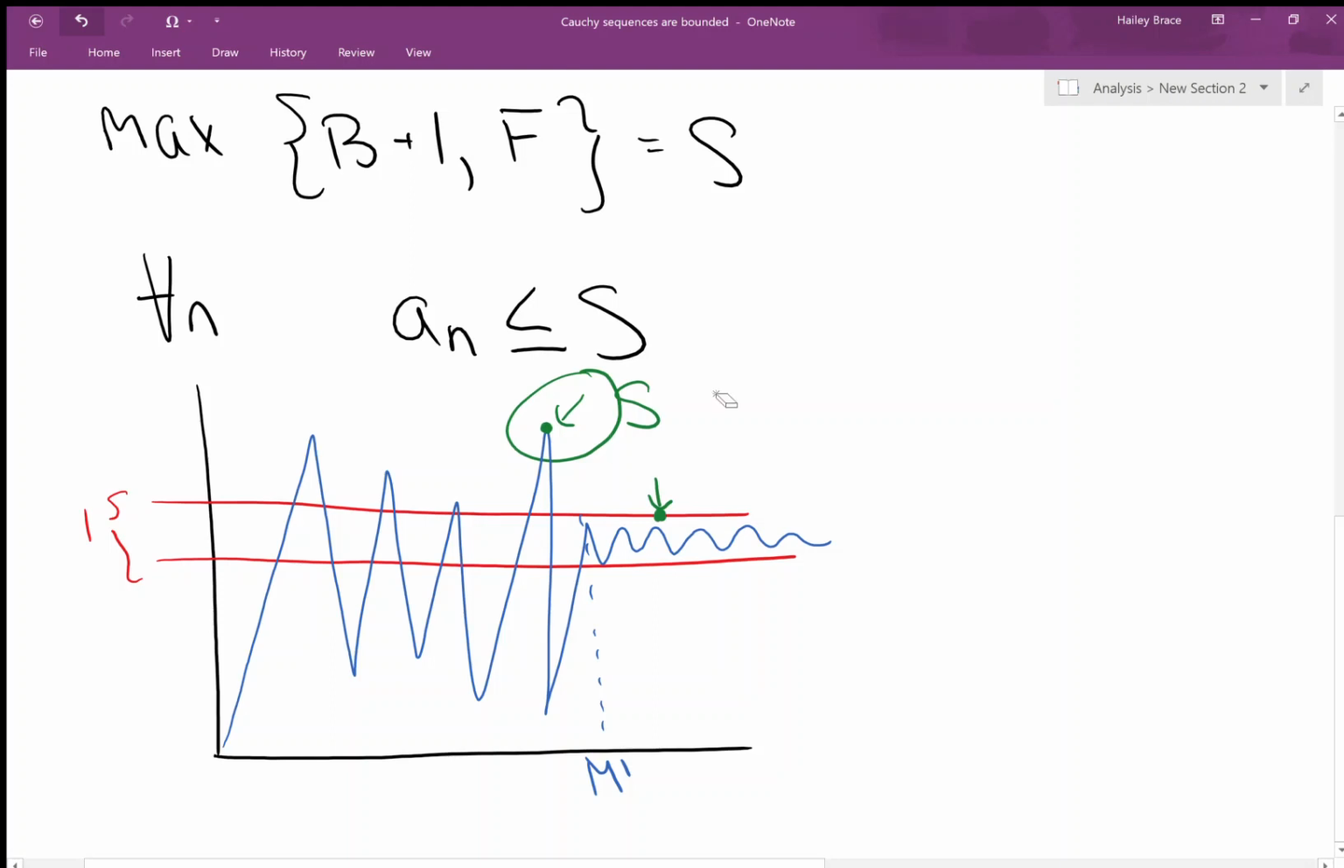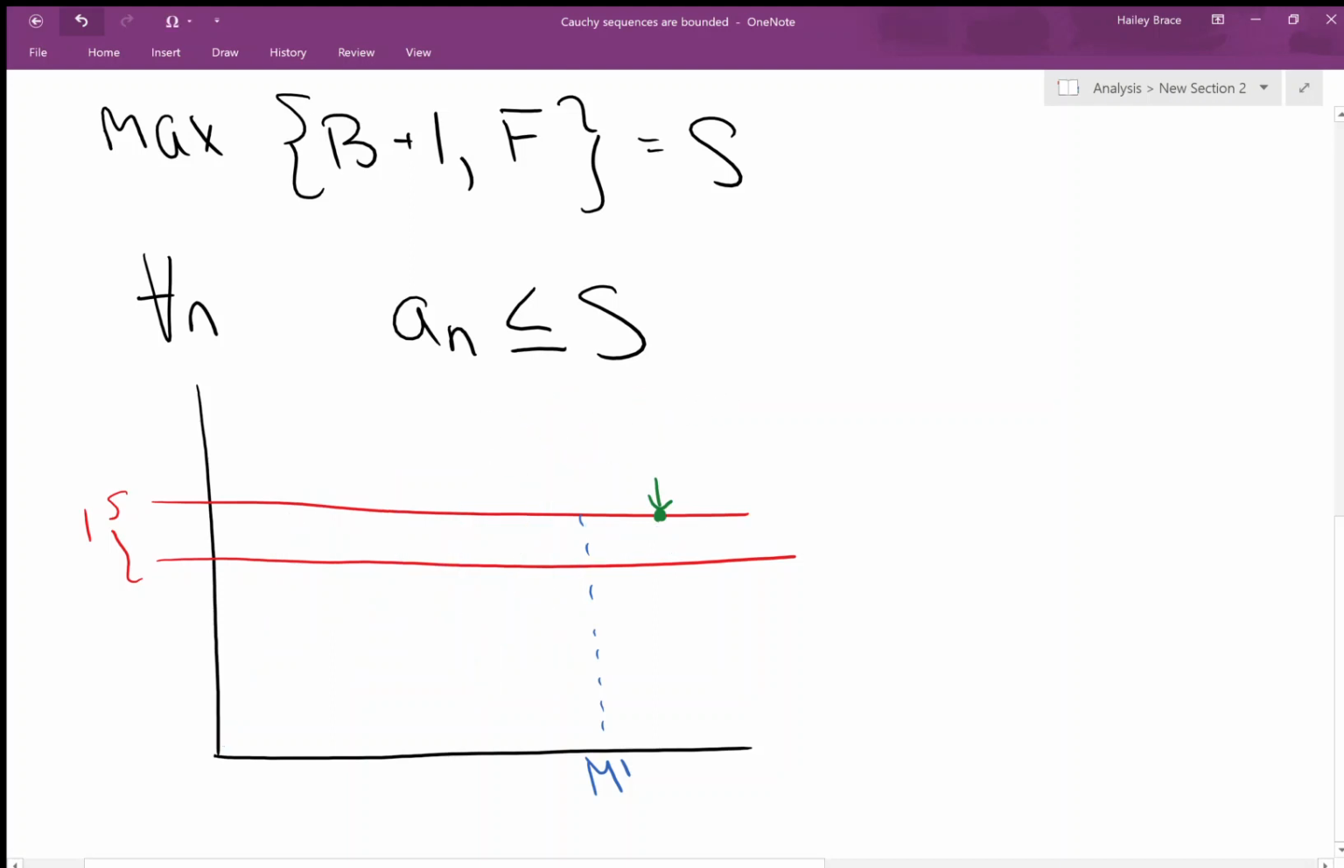We could think of another situation where when the Cauchy sequence was bouncing around, it didn't go above that number. It just hung out below it. And then we know that in that case, more like this, this top red line is going to be the upper bound, because all of the terms in the sequence are below that one.